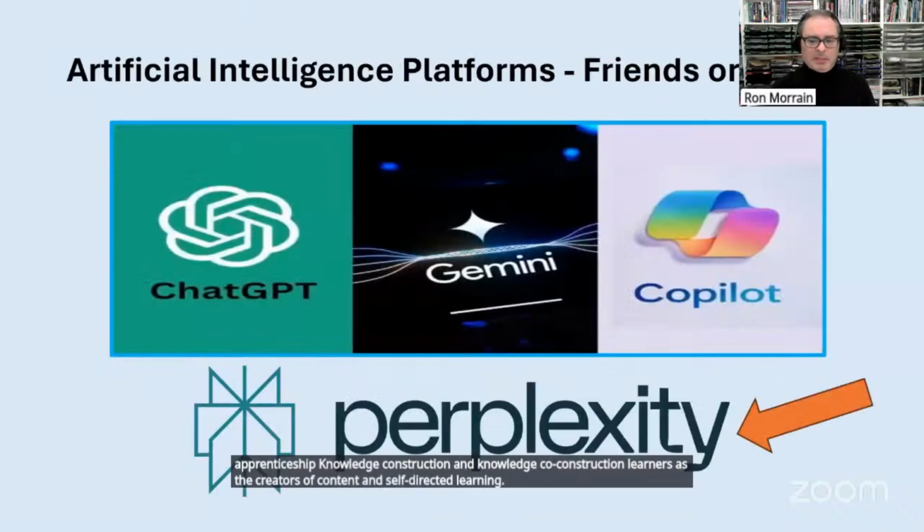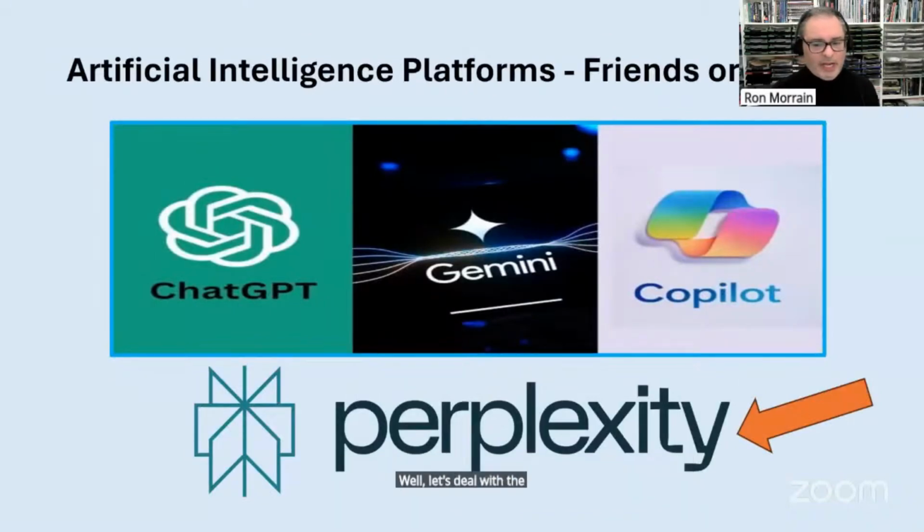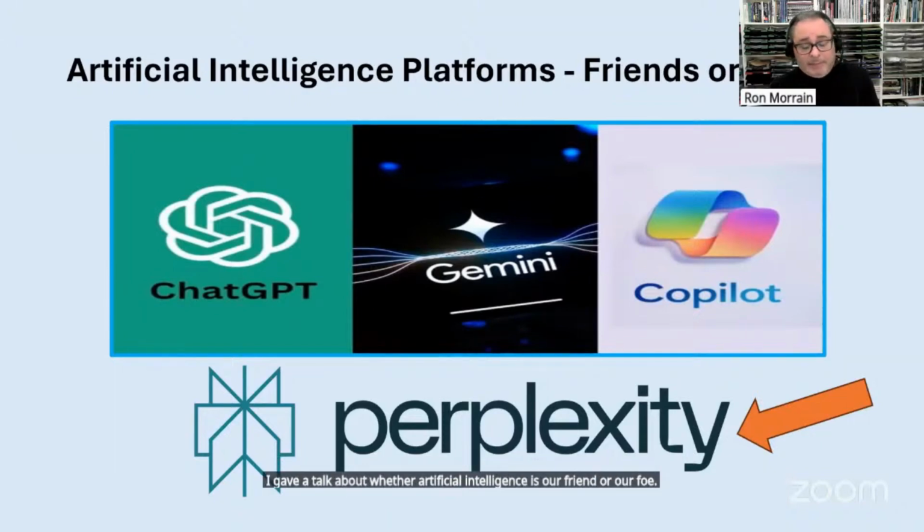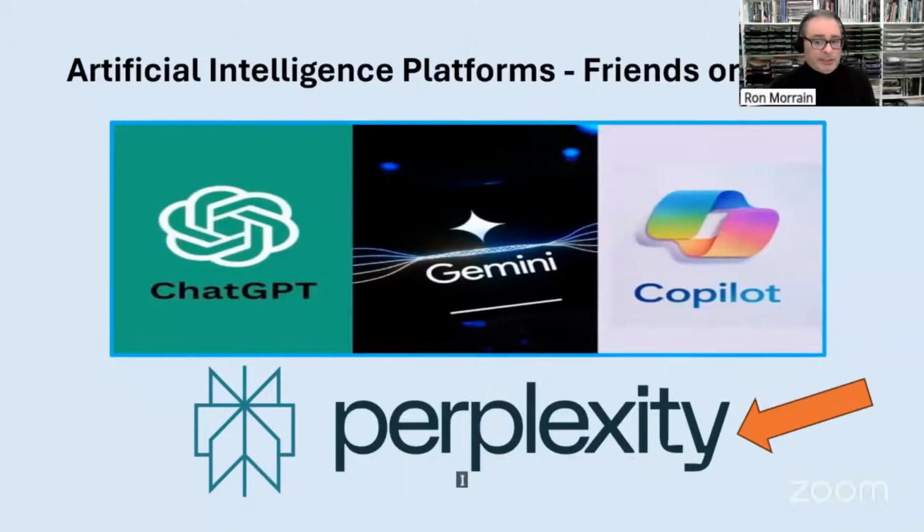Well, let's deal with the elephant in the room right away, and that is artificial intelligence platforms. I gave a talk about whether artificial intelligence is our friend or our foe, and maybe people are in one camp or the other, maybe in between, in some gray area, but I'm not going to go into all the details about it. What artificial intelligence platform are you using? How are you using it to improve your classroom practice? And how are your students using it?